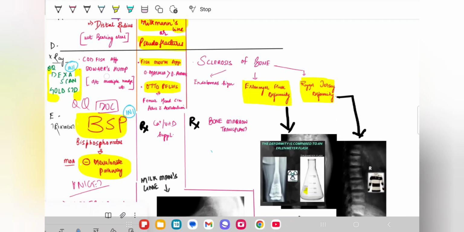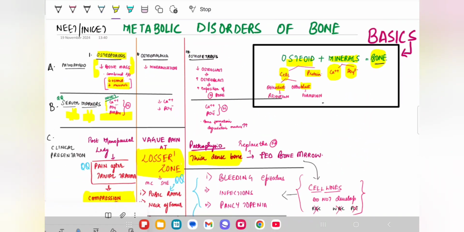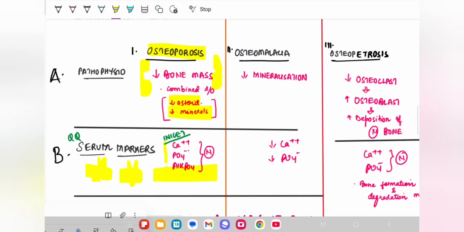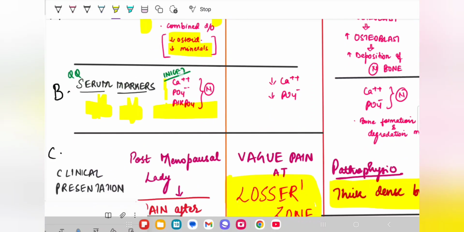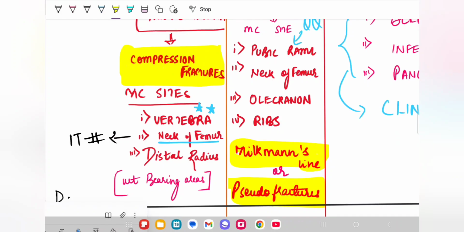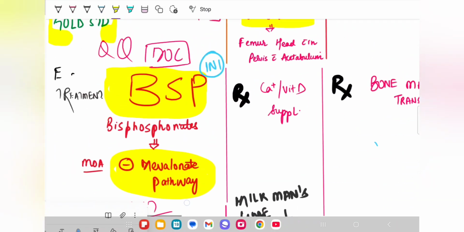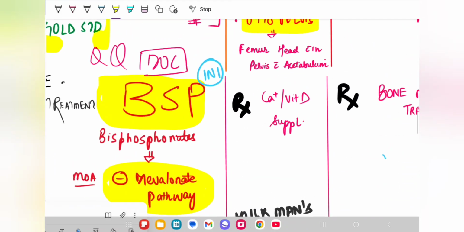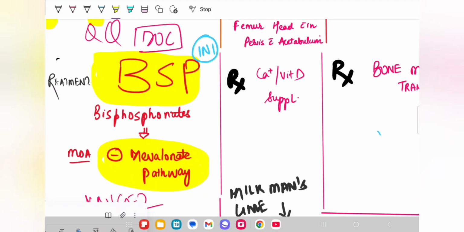The 5 points which I would like you to remember about osteoporosis are: in osteoporosis there is decrease in bone mass, calcium phosphate is normal, the diagnostic investigation of choice is DEXA scan, in which bone mineral density is reduced. The most common site of fracture is vertebra, and the drug of choice for the management is bisphosphonates. This is a very commonly asked question, that is, what is the drug of choice for osteoporosis, which is bisphosphonates, and they will also ask the mechanism of action. It is inhibitor of the mevalonate pathway.